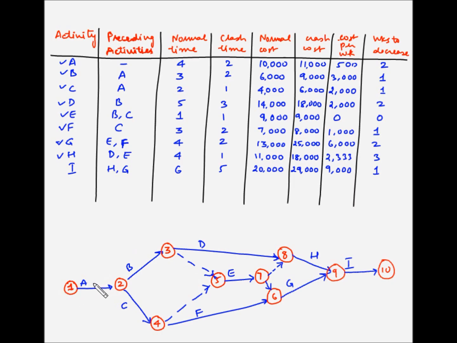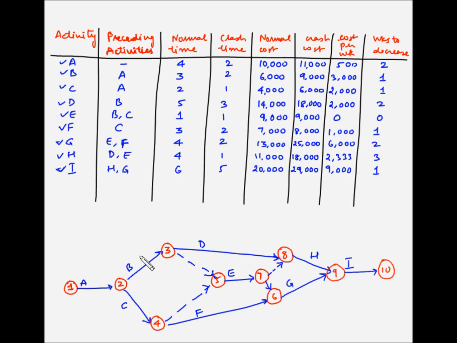So A doesn't have any predecessor activities, so that's fine. A preceding activity is nil. B and C are dependent on A. D is dependent only on B. E is dependent on B and C, so E here, because of these dummy activities, is dependent only on B and C. F is dependent only on C. G is dependent on E and F, because this is a dummy activity. H is dependent on D and, through this dummy activity, on E. And I is dependent on H and G. So the diagram looks accurate.